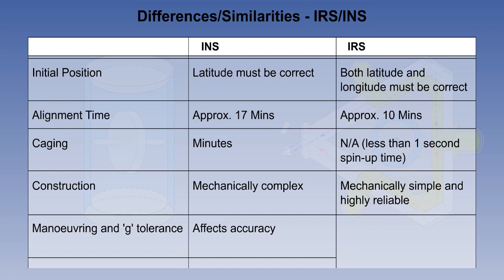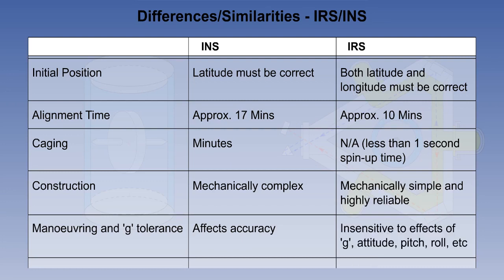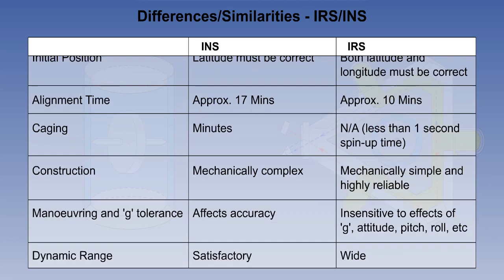Tuned rotor gyros have mass and experience gimbal friction. Consequently, they are sensitive to aircraft maneuvers and G forces. Maneuvering and G have little or no effect on the accuracy of ring laser gyros. Dynamic range means that the system is sensitive and accurate when dealing with both small and large accelerations. The IRS sensors perform better at both ends of the scale.